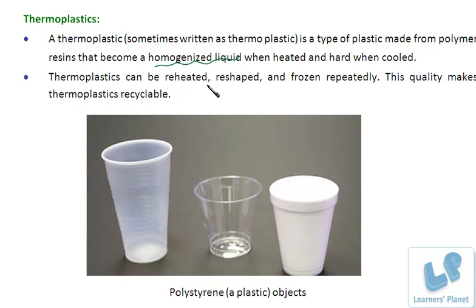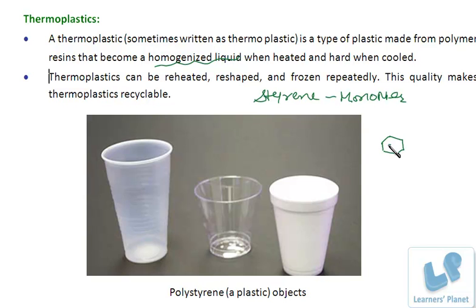Thermoplastics can be reheated, reshaped and frozen repeatedly. This quality makes thermoplastics recyclable. So these are the plastic glasses. This you must have seen. These are the glasses of polystyrene, of which styrene is a compound, right? Styrene is a monomer and it is a chemical compound, right? Now these styrene units, they link.